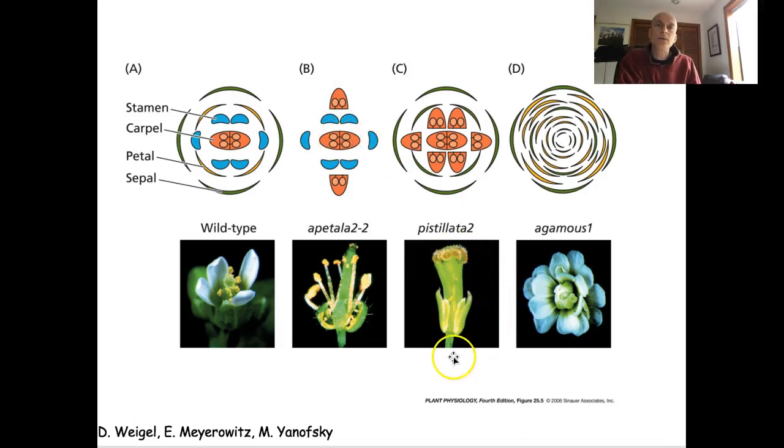And then we have a mutant called pistillata, and you can see that it has lots of carpels. The pistil here, in which the carpels are fused together, is multiplied, right? So you see all these extra carpels, and you see that there are sepals around it, but it's lacking the petals and it's lacking the stamens completely.